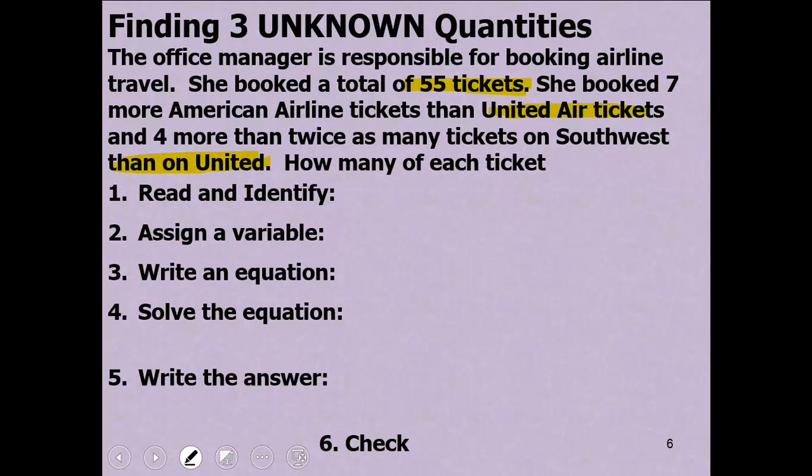So what am I looking for? Number of tickets on each airline. My variable needs to be United because both of the other ones are described in terms of United. So U is equal to United.